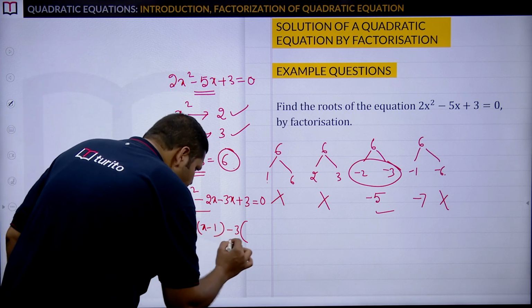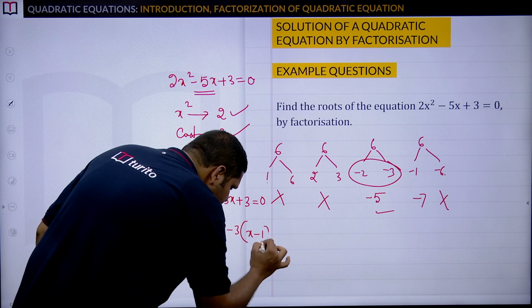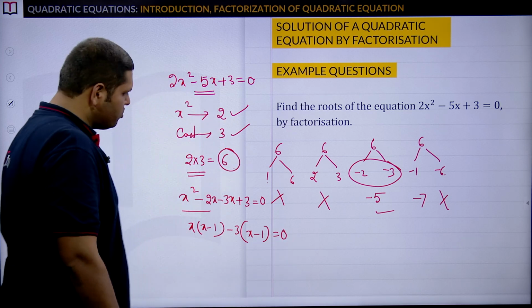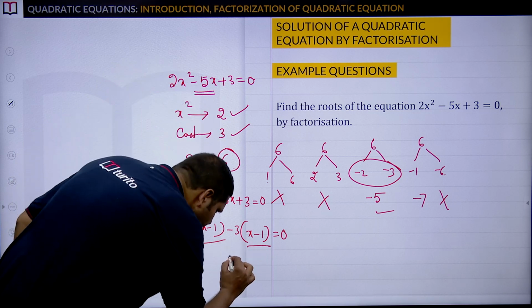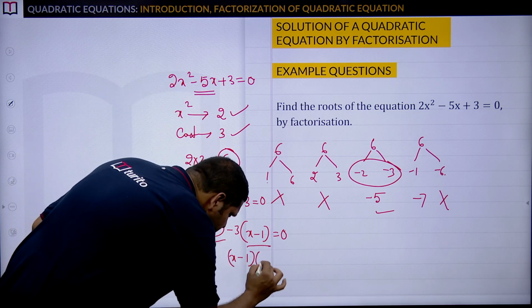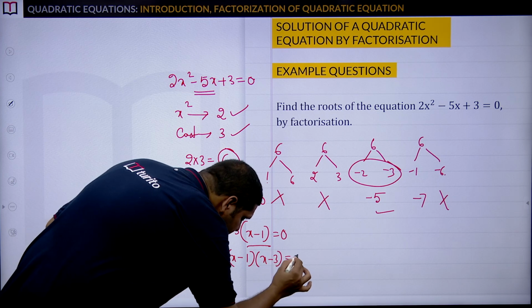Now this is x minus 1. If I take minus 3 common, children, this is x minus 1 equal to 0. Now, children, overall I can take common x minus 1 and x minus 1. If I take overall x minus 1 common, this is what? x minus 1 into x minus 3 equal to 0.